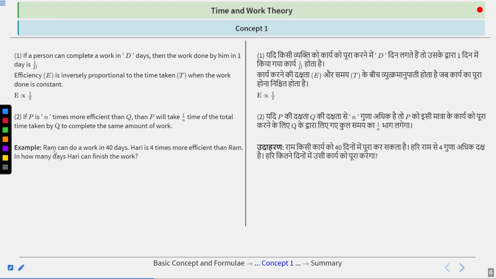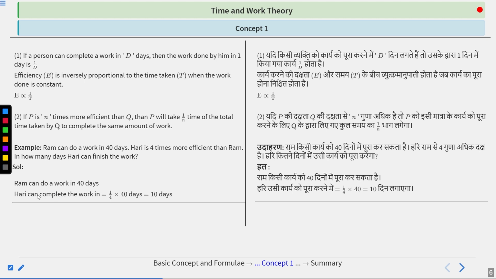Clear? For example, Ram can do a work in 40 days. Hari is 4 times more efficient than Ram. Then in how many days can Hari finish the work? Clear? So the solution is: Ram can do the work in 40 days, so Hari can complete the work in 1 by 4th of the 40. So it is 10 days.